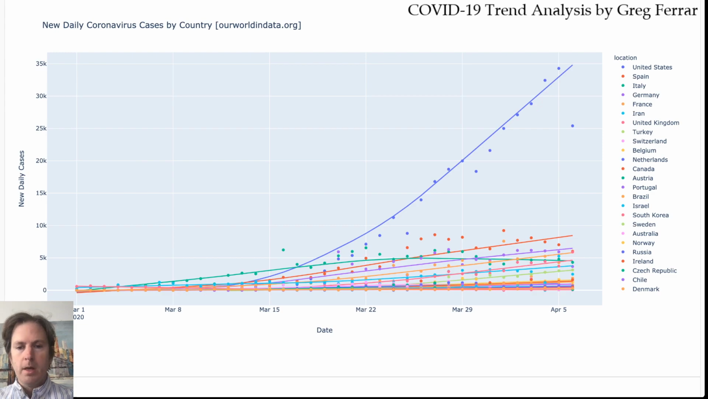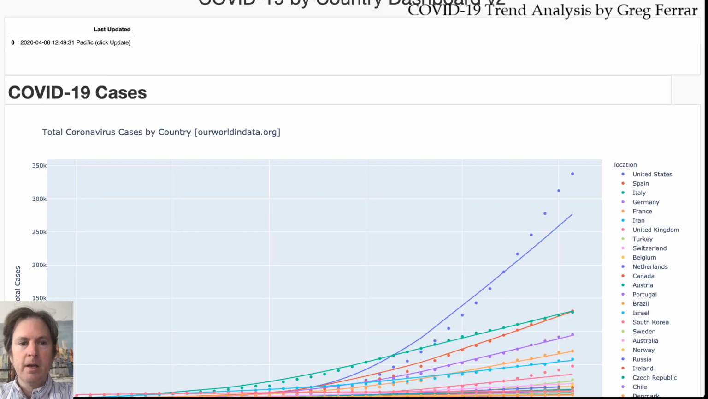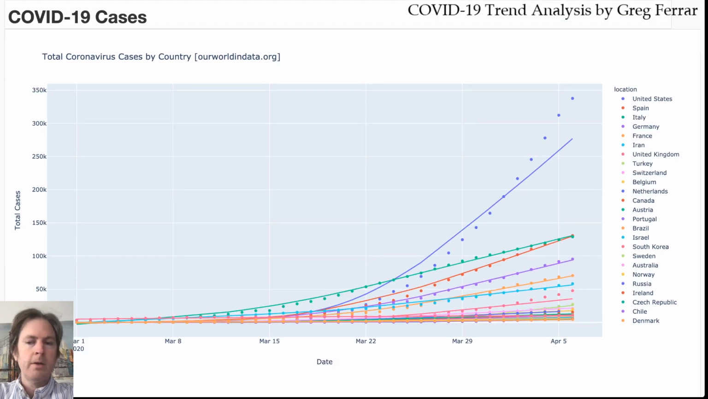I'll be analyzing trends at the country level, the U.S. state level, and the California county level. And I'll be mostly analyzing the number of new cases and the growth of those, but I'll also probably take a look at testing and deaths.